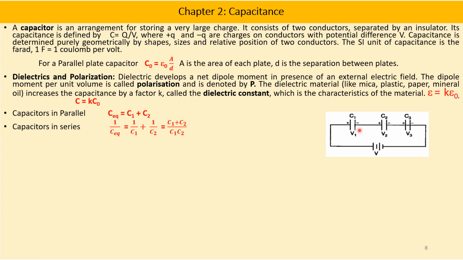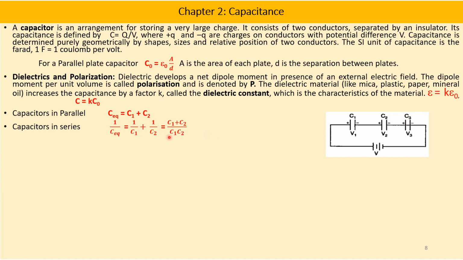Here there are three capacitors C1, C2 and C3. The positive plate of capacitor C1 is connected to the positive side of the battery, and the negative plate of capacitor C3 is connected to the negative end. So the negative of C1 is connected to the positive of C2. Similarly, the negative of C2 is connected to the positive of C3 as shown in the figure.